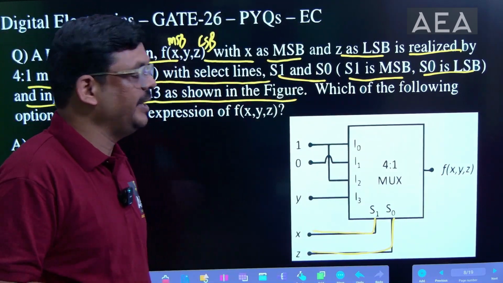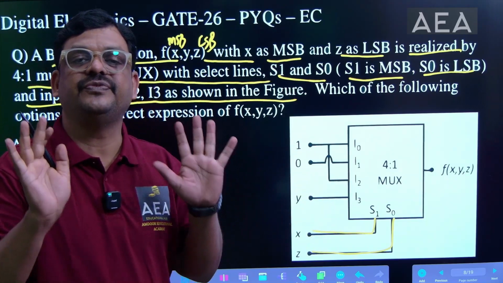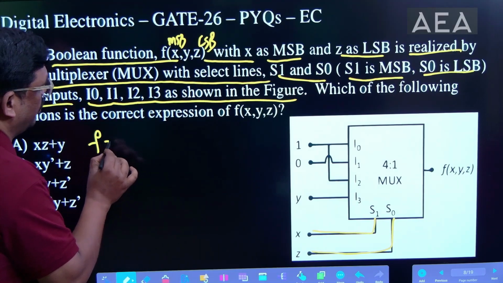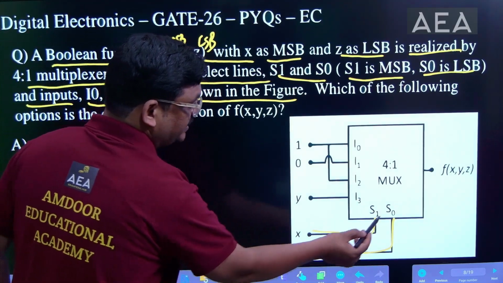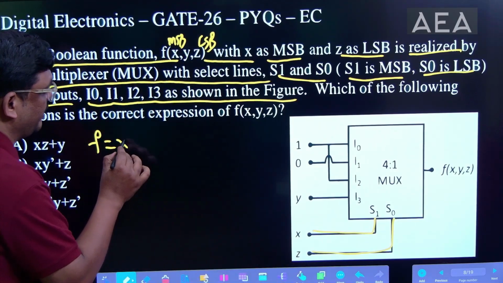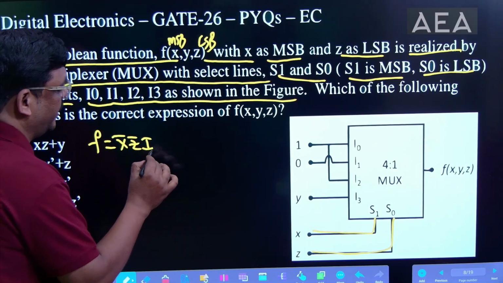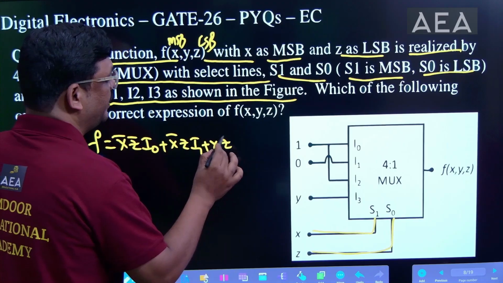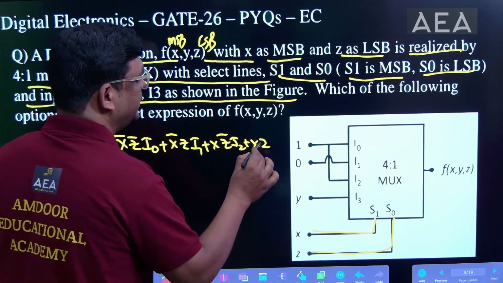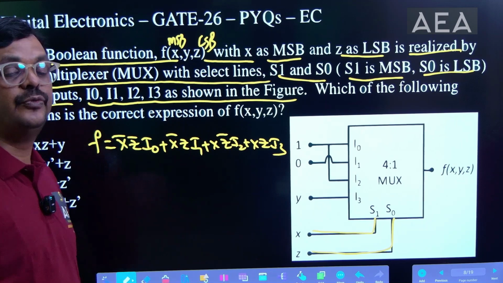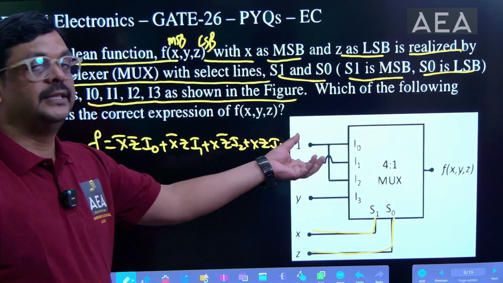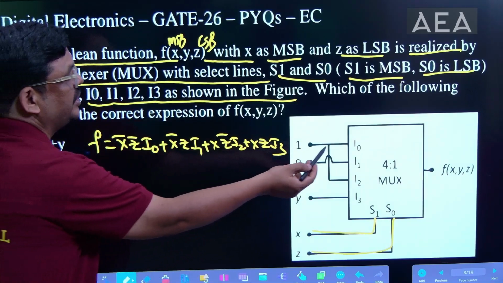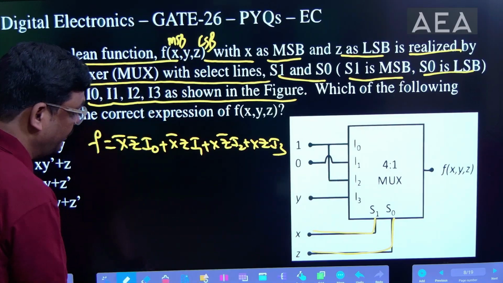So it's a 4:1 multiplexer. To solve this problem, we just require the standard output equation of the 4:1 multiplexer. What is the output equation? Go through the selection lines. The selection lines here are X and Z. Using those selection lines, I am writing the equation: X bar Z bar I0 plus X bar Z I1 plus X Z bar I2 plus X Z I3. This is the standard output equation of the 4:1 multiplexer. If you know this equation, then we can solve this question within 20 seconds. So just substitute the I0, I1, I2, I3 values based on the given question.